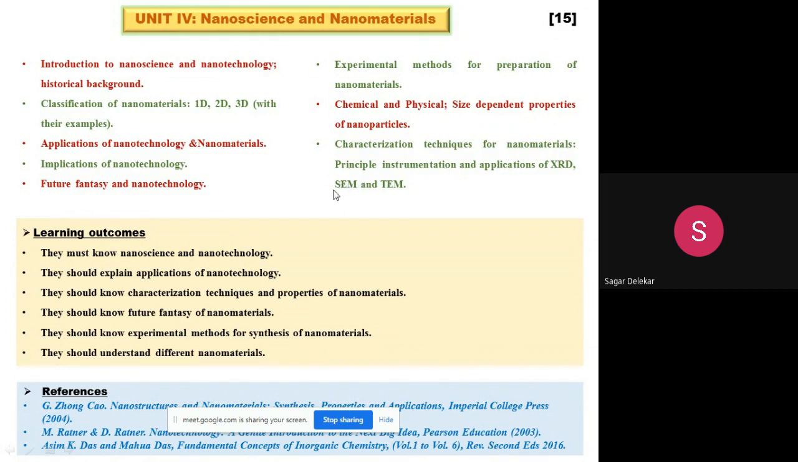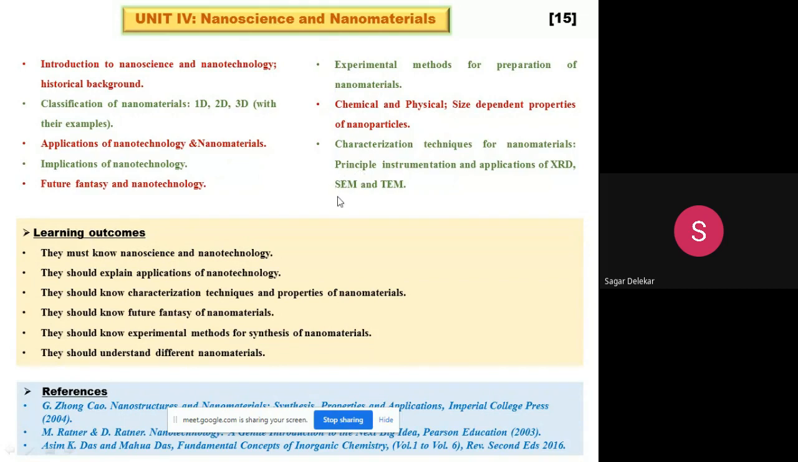In principle, in SEM and TEM, the primary source is the electron beam. In SEM, the most important thing is that the backscattered or secondary electron beam, which is produced after electron interaction with the sample, is used for forming the image. Here in SEM, one can reveal the particle size up to 10 nanometer. But if you have FESEM, field emission, one can reach up to 2 nanometer.